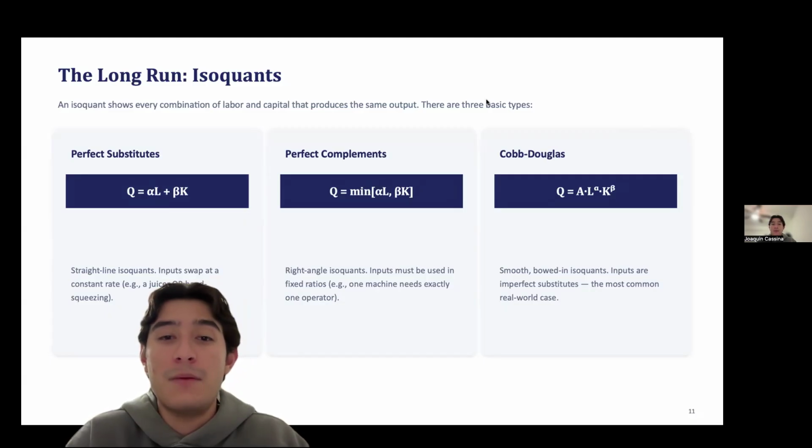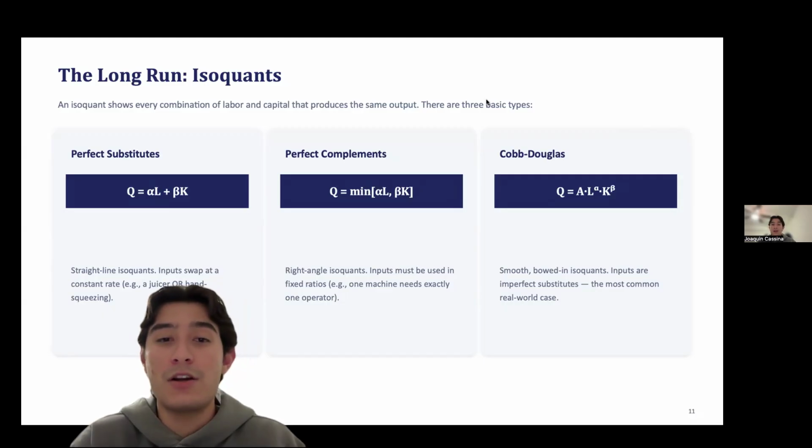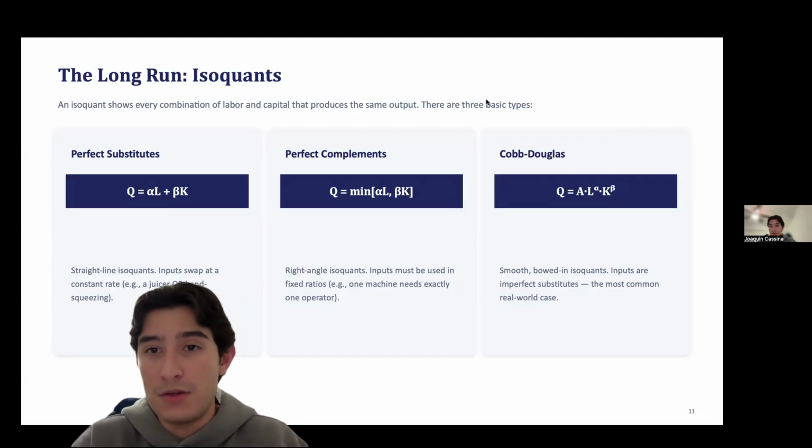There are three basic types, which are perfect substitutes, where the isoquant is a straight line because inputs trade off at a constant rate, perfect complements, where inputs have to be used in a fixed ratio, like one machine needing exactly one operator, and Cobb-Douglas, the smooth, bowed-in curve that's the most common in the real world, where inputs are imperfect substitutes.